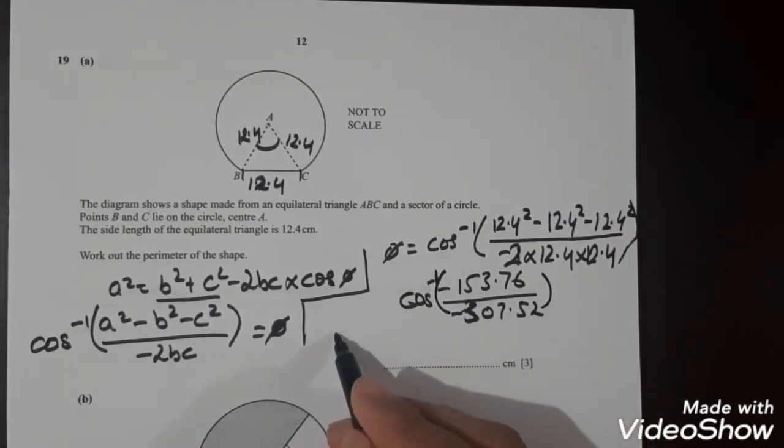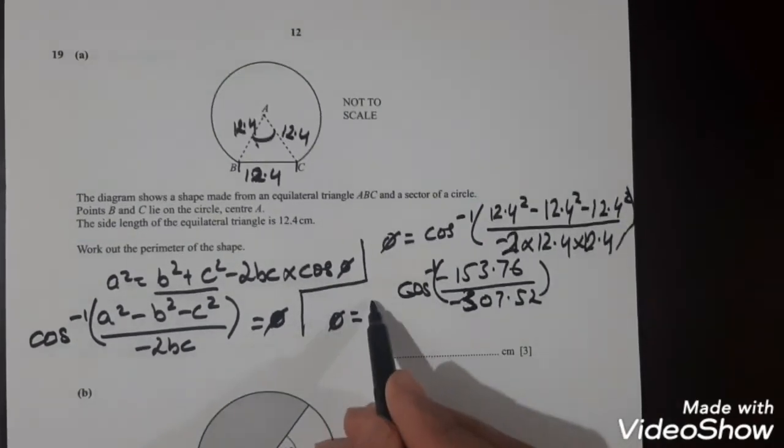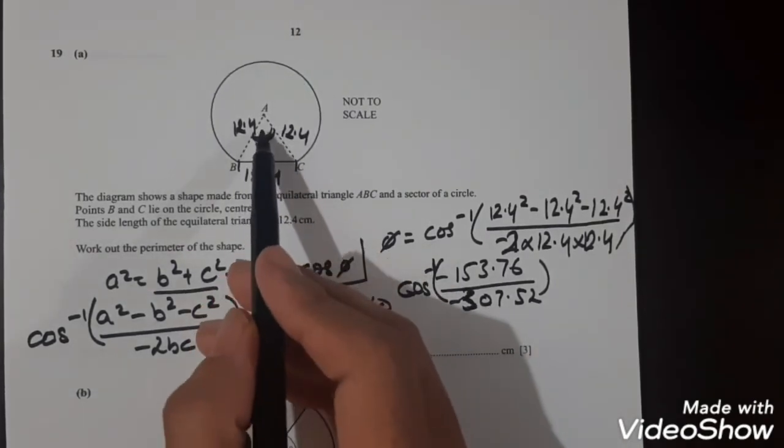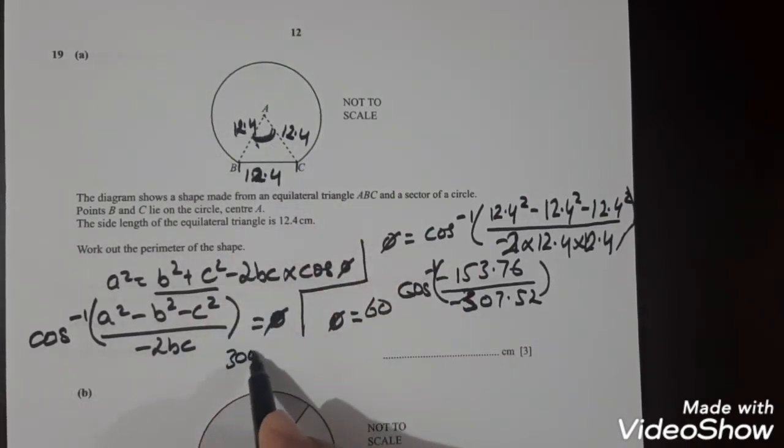So the value of this angle is minus 153.76 divided by minus 307.52, which is 0.5, and then cos inverse of 0.5 is 60 degrees. So the value of this is 60 degrees, and then we will subtract 60 from 360, which is 300 degrees.